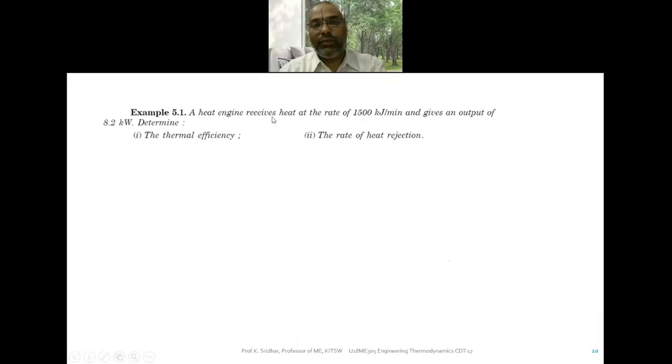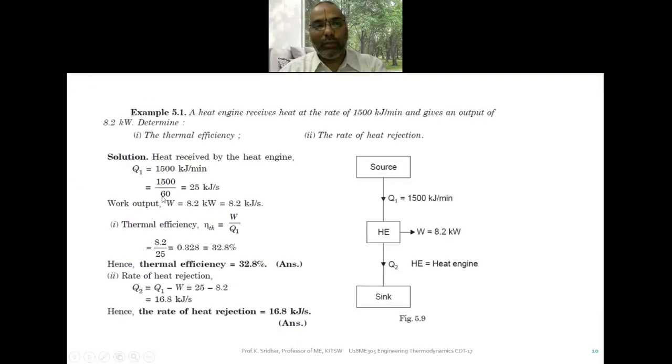A heat engine receives heat at the rate of 1500 kilojoules per minute. So Q1 is 1500 kilojoules per minute. It gives an output of 8.2 kilowatts. So W is equivalent to 8.2. Determine thermal efficiency. You know that thermal efficiency is nothing but W by Q1. W is given as 8.2 kilowatts. Then Q1 is given as 1500 kilojoules per minute, because, as I always say, here the units are watts and here it is kilojoules per minute.